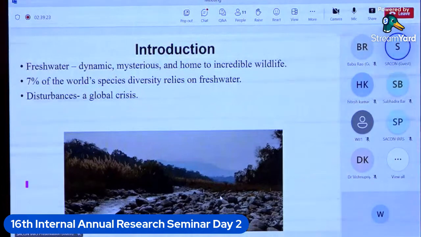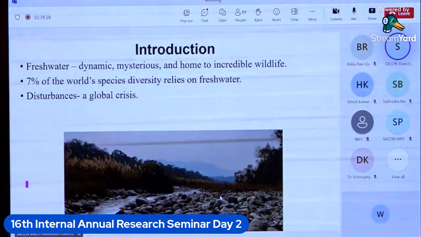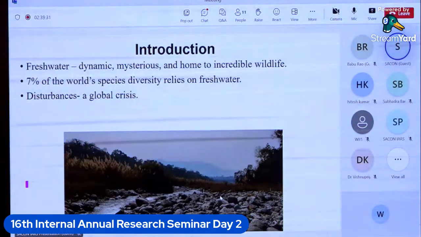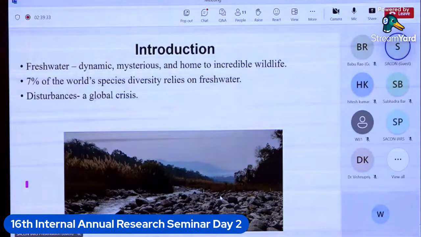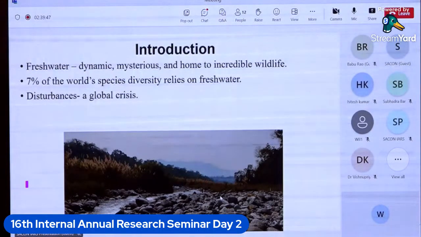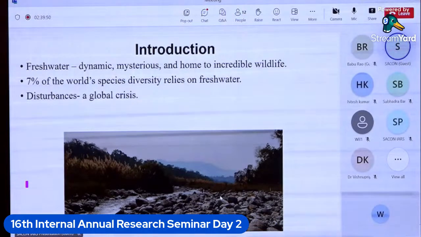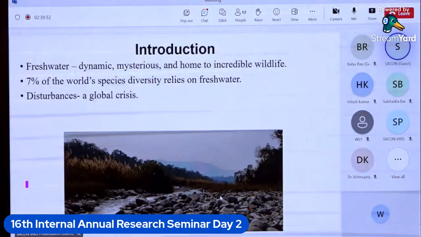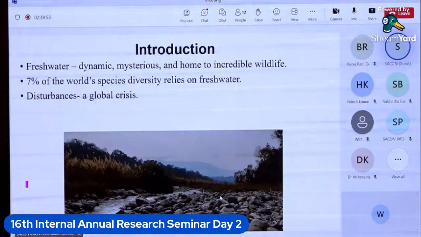Firstly, I would like to talk about freshwater ecosystems. Freshwater ecosystems are fundamental to our planet, and they are very dynamic in nature. They are available in the form of lakes, rivers, ponds, and even underground waters. They are special to our nature because they support a fascinating and incredible number of species. Nearly more than 1,25,000 species rely on freshwater ecosystems, either directly or indirectly.